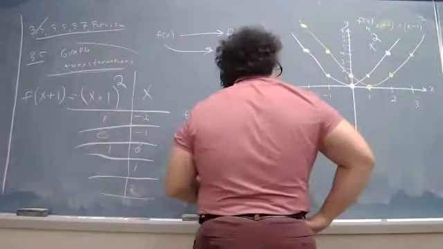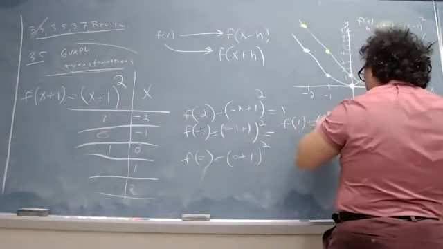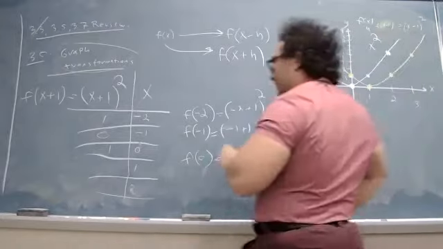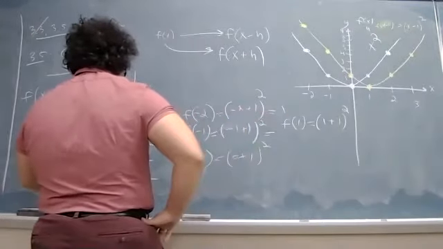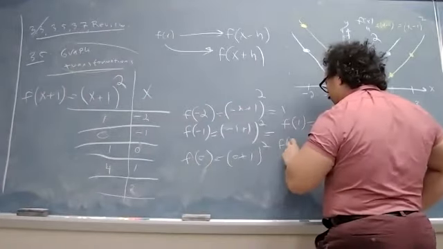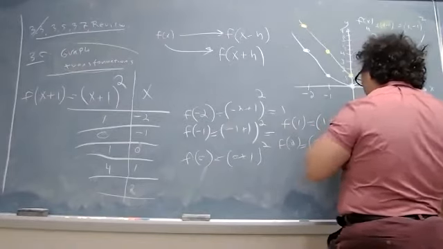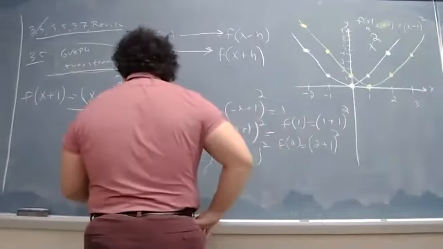What is f of 1? Well, that's just 1 plus 1 squared, so that must be 2 squared, which is 4. And f of 2, that's just 2 plus 1 squared, which is just 3 squared, so this must be 9.